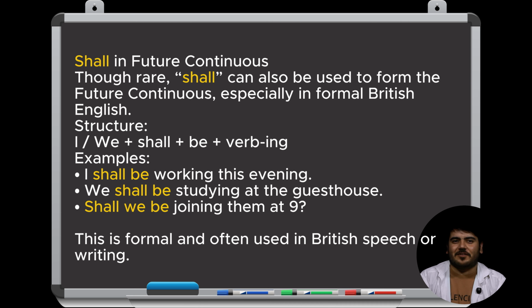Shall in future continuous. Though so rare, shall can also be used to form the future continuous, especially in formal British English. The structure: subject plus shall plus be plus ing form. Like, I shall be working this evening. We shall be studying at the guest house. Shall we be joining them at 9? This is formal and often used in British speech or writing.